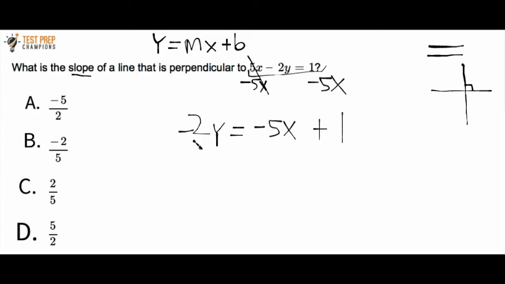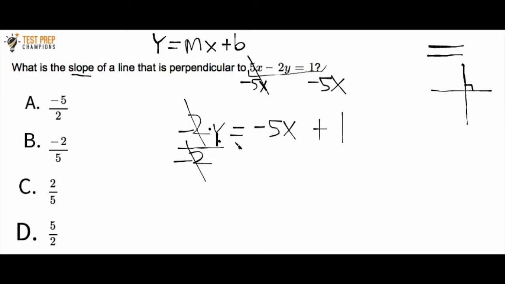We don't want minus 2y, we just want y. So how do I get rid of minus 2? Well, it's minus 2y, meaning minus 2 times y. The opposite of multiplication is division. So I want to divide by negative 2. The reason why: negative 2 divided by negative 2 is 1. 1 times y is just y.